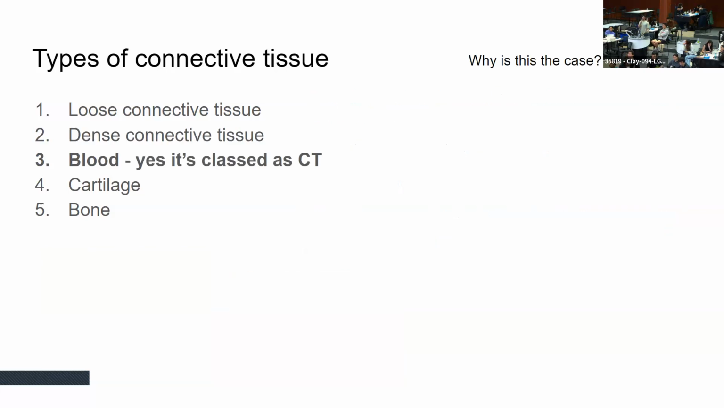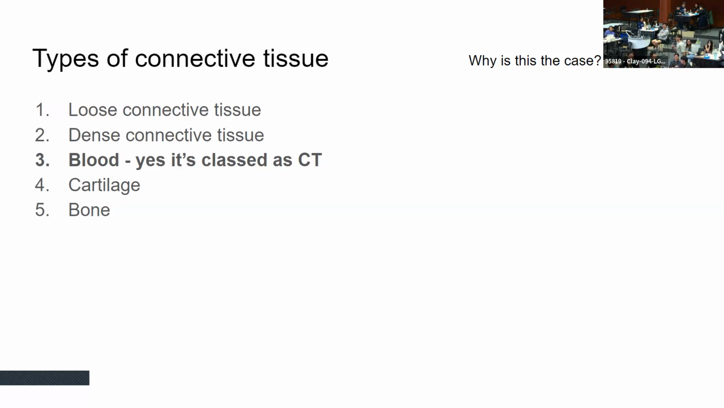So blood, it is connective tissue, but I wanted to get you guys to think about it a little bit. Does anyone have any idea why blood is considered a connective tissue? No one? Any takers? It's okay to be wrong if you just give it a shot. Which one? Yeah, point me in the right direction.